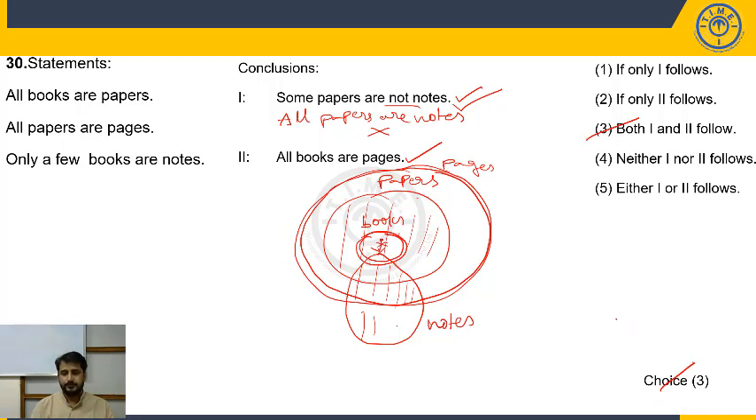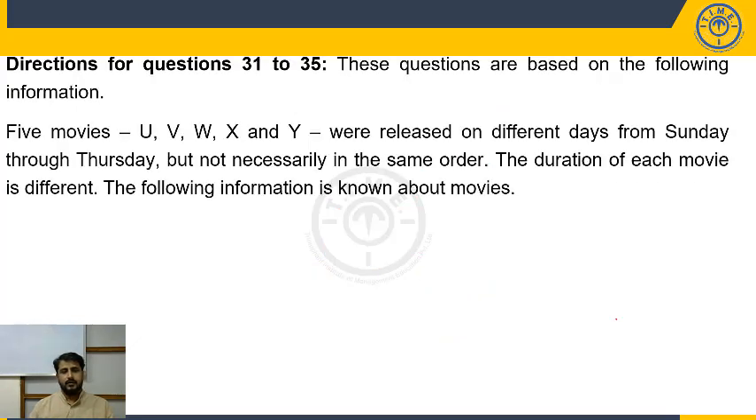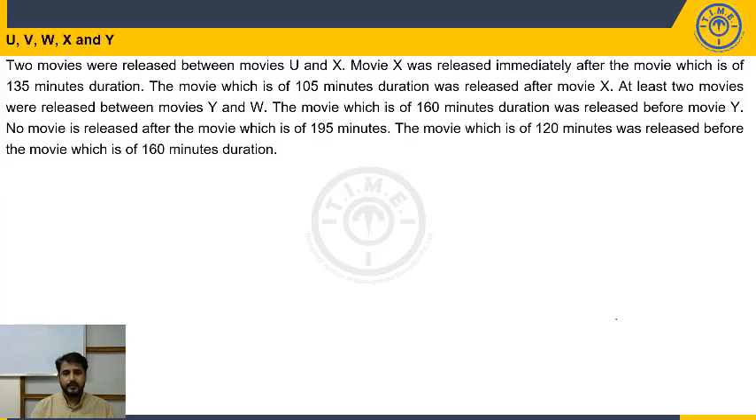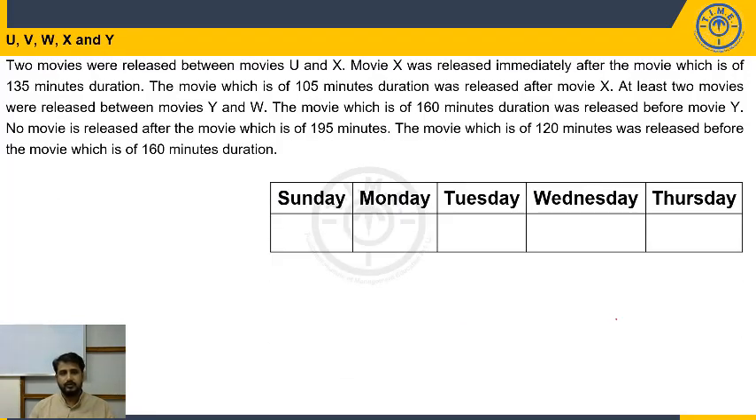Okay. Move to the next set. 5 movies U, V, W, X and Y were released on different days from Sunday through Thursday, but not necessarily in the same order. The duration of each movie is different. Okay, let's see. Here is the basic structure, Sunday to Thursday.